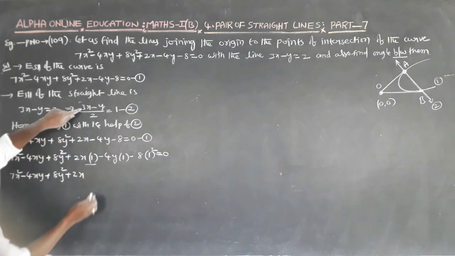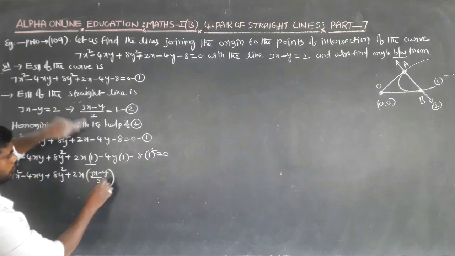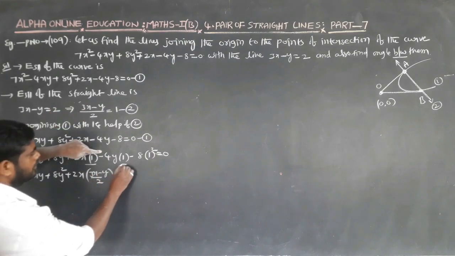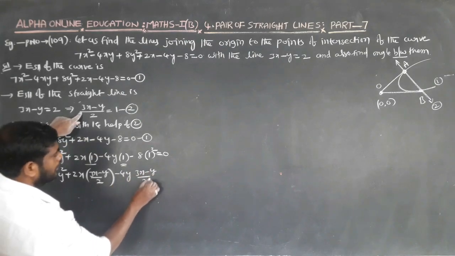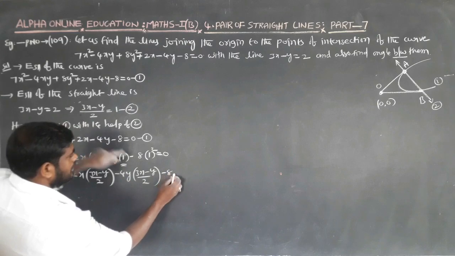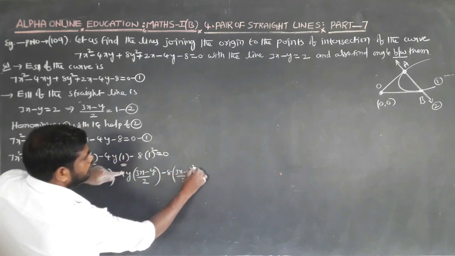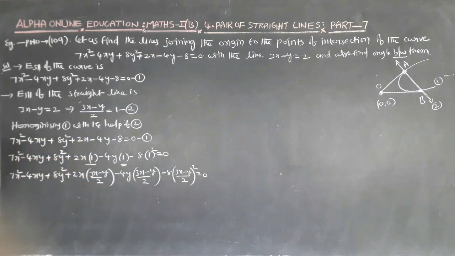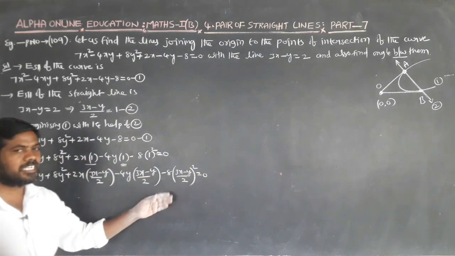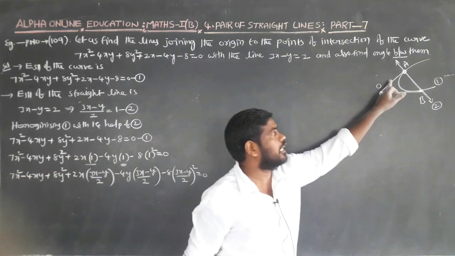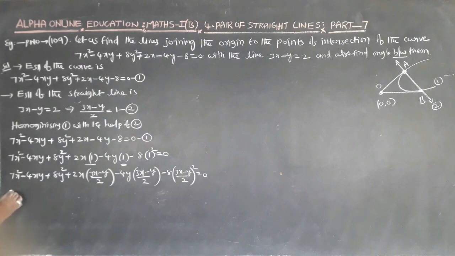Here 1 is substituted by (3x − y)/2: −4y·(3x − y)/2 − 8·((3x − y)/2)² = 0. This is the equation representing a pair of straight lines OA and OB. Now simplifying this equation.